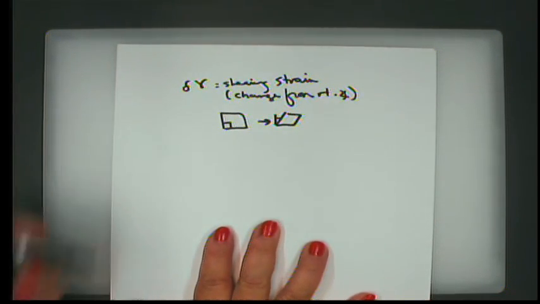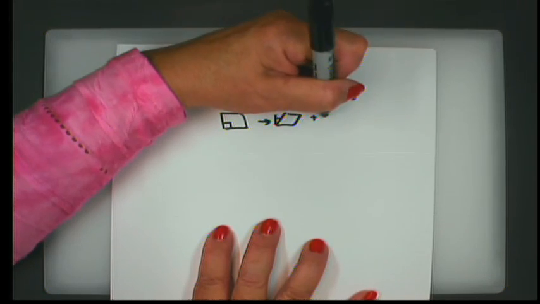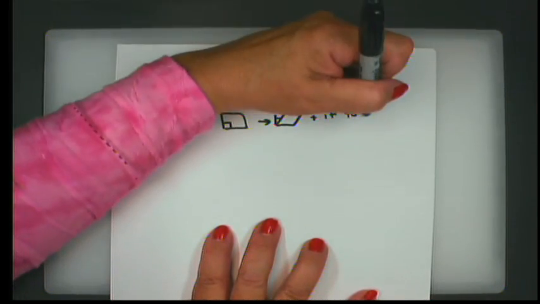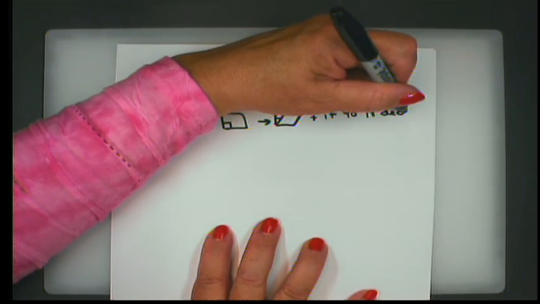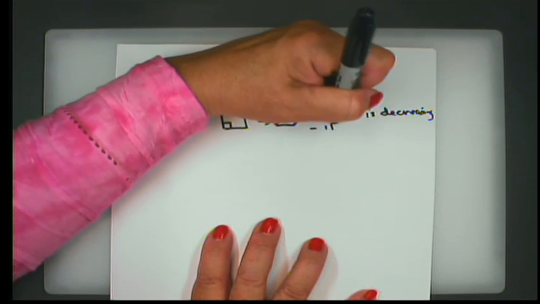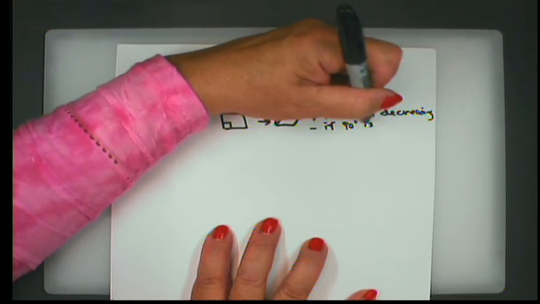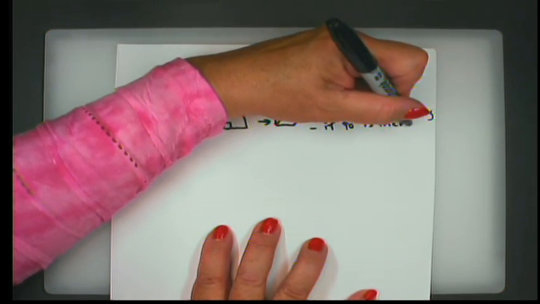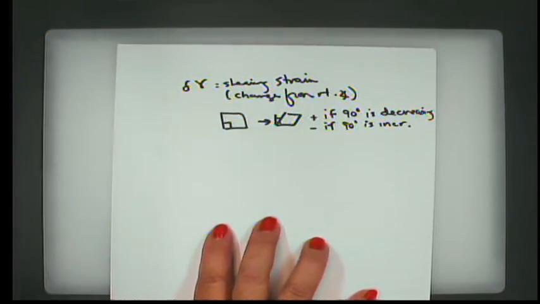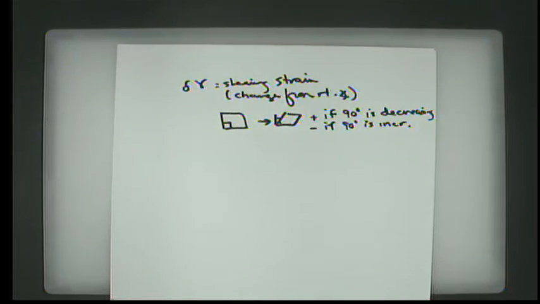And it's positive if the 90-degree angle, or the right angle, is decreasing. And this just goes along with the right-hand rule. So it's negative if the 90-degree angle is increasing. And you can also see that on the same block, you're going to have decrease, decrease, increase, increase, because it still has to add up to 360.